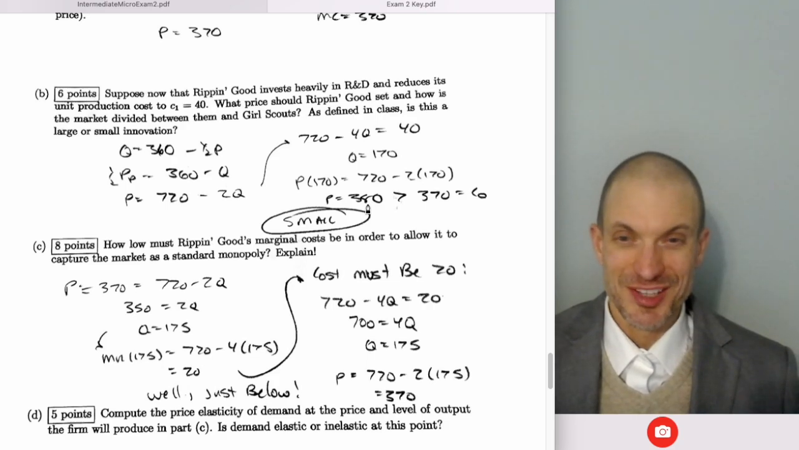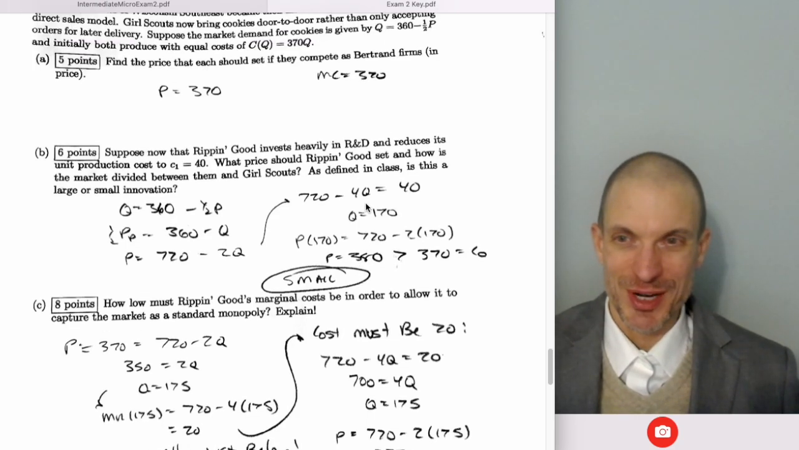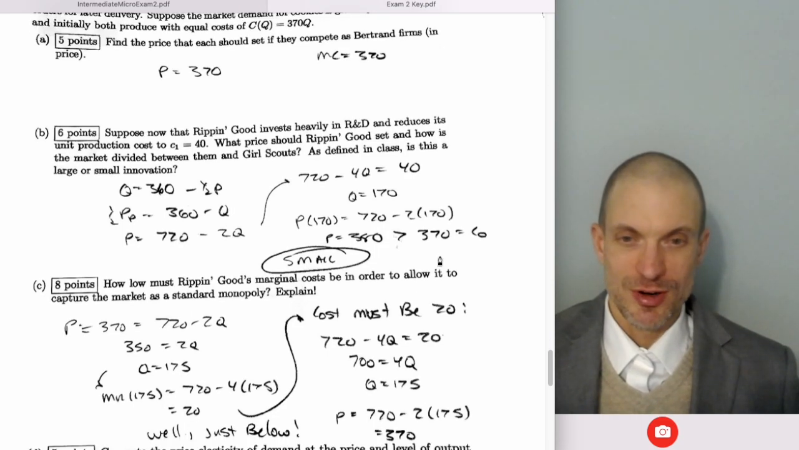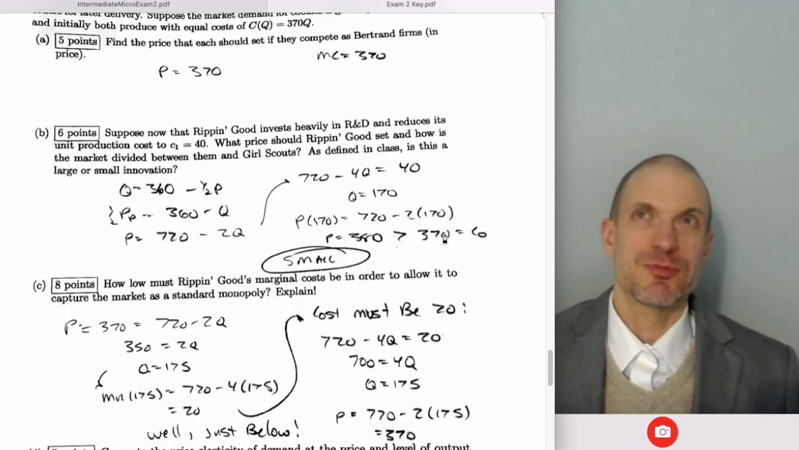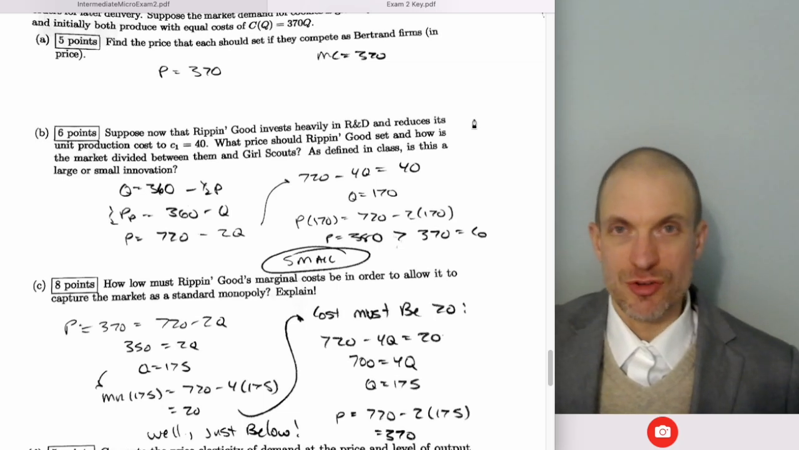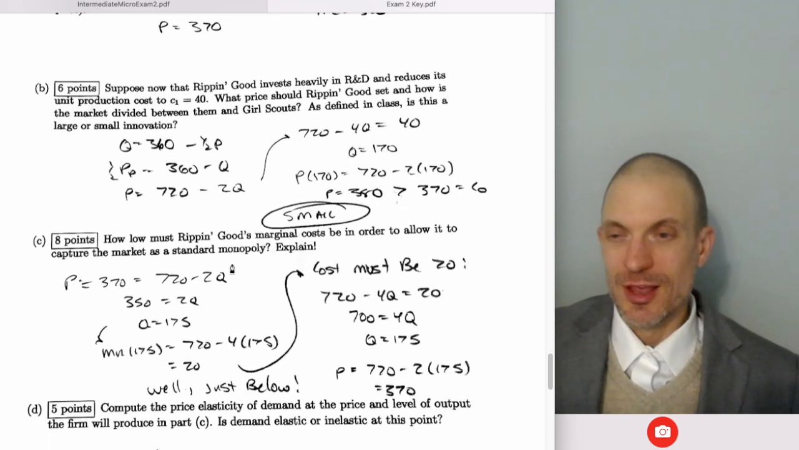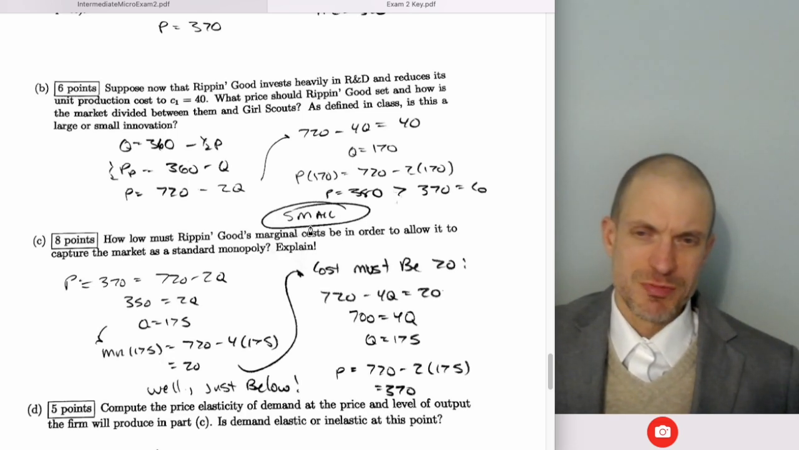That's a problem because my monopoly price is 380, but everybody else has costs and the ability to price at 370. So the best I can do is set a price just a little bit below 370, right? Then I can capture the market as a monopoly, though I don't get true monopoly profits because I'm not pricing like a true single-price monopoly. Then my question is, okay, this is a small innovation.